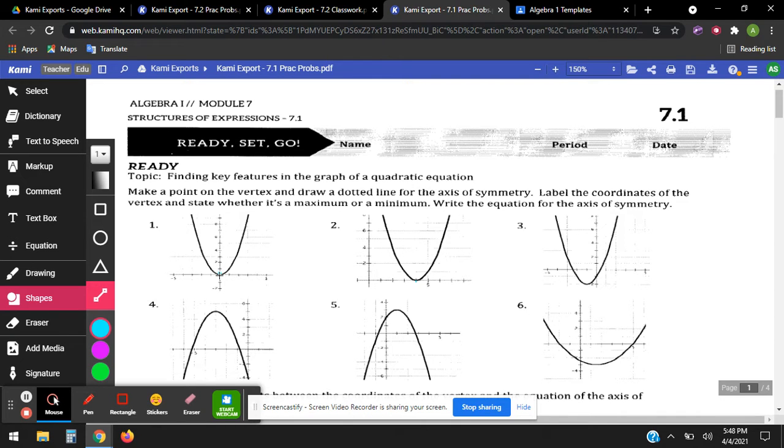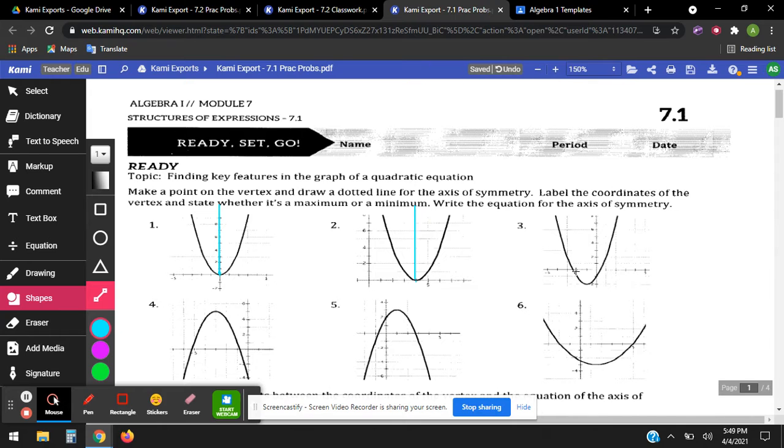So the vertex is the lowest point. So right here looks like 0, 0. And I'm going to go straight up from there. And that's my axis of symmetry. Here it looks like it's on 4, 0, off just a tad. There we go.